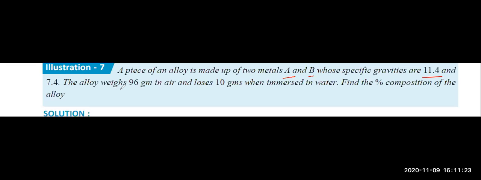Okay, so that is given. The total weight of the alloy is given. Suppose the weight of metal A is A. So what would be the weight of metal B? Don't you think it will be 96 minus A? Tell me, yes or no?